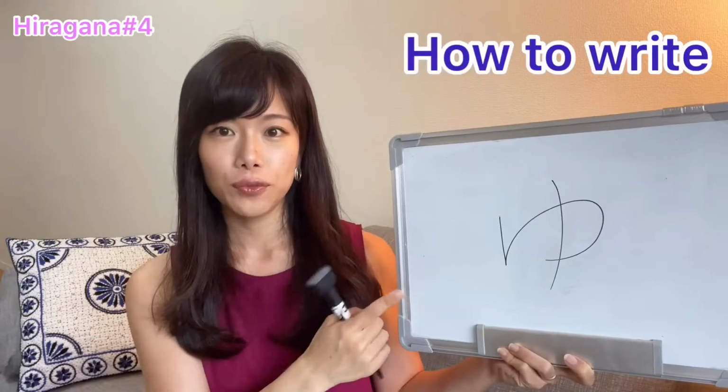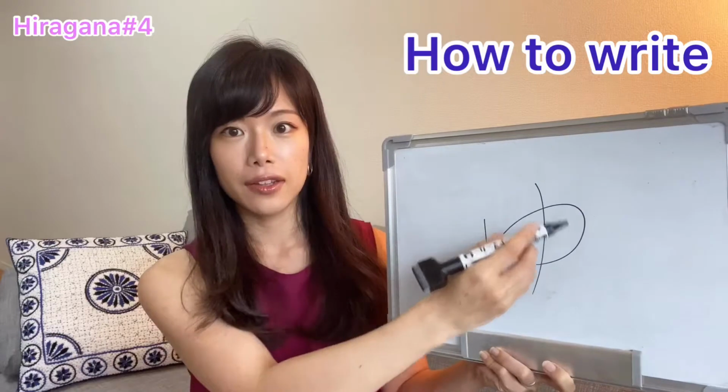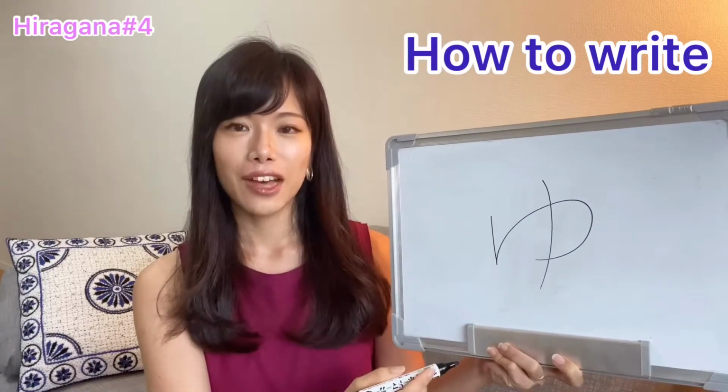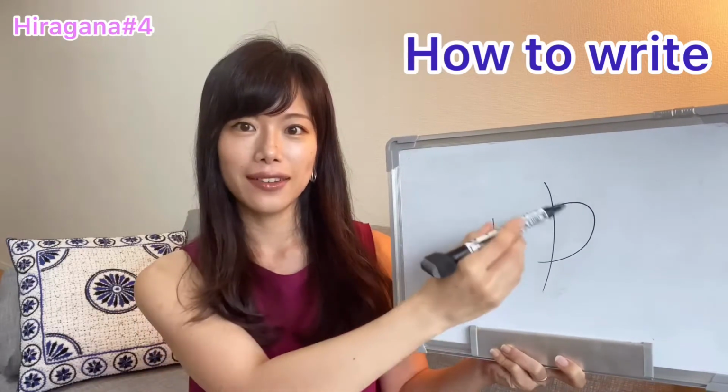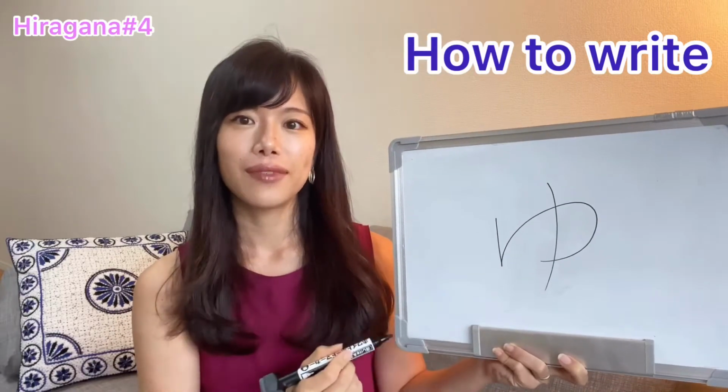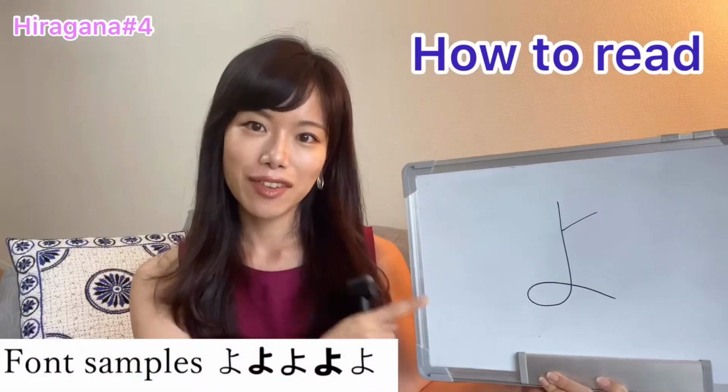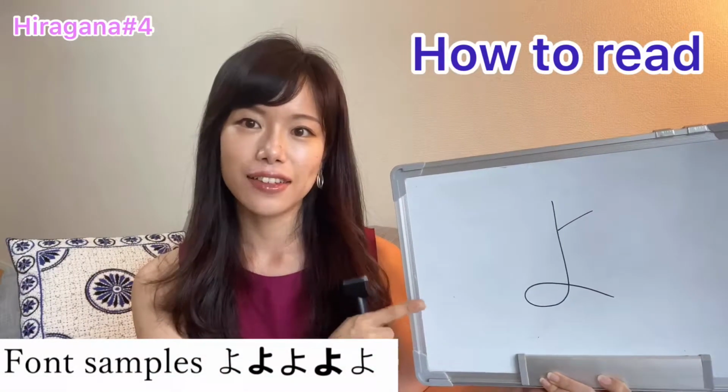How to write you? 1, 2. Once again. 1, 2. You. What is this? This is yo.